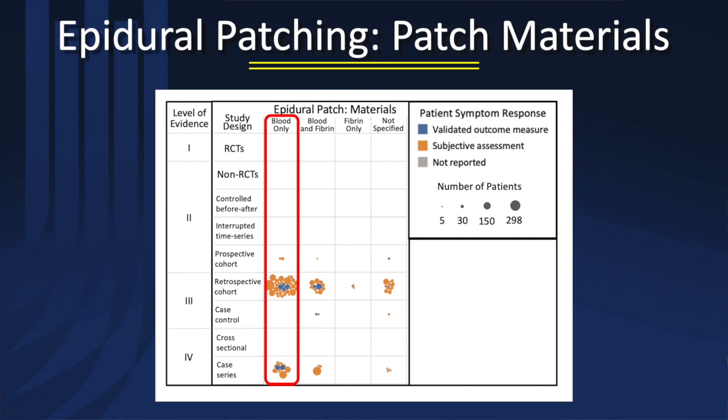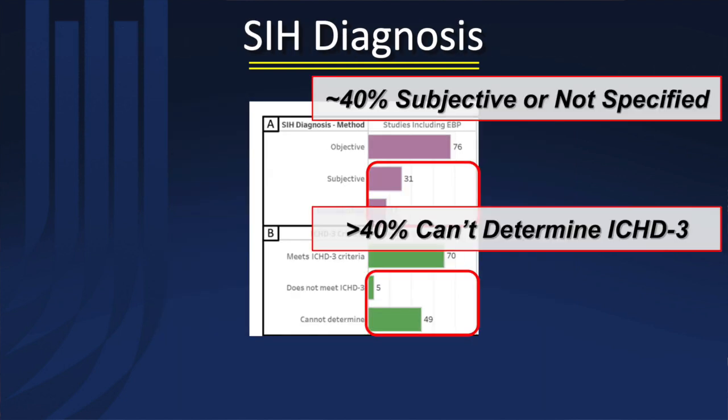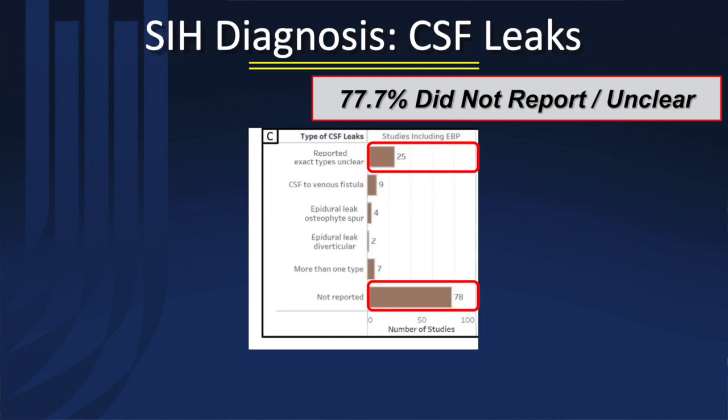Very few use fibrin alone, right? If I go back to that, it's only like 1 or 2 dots where it's only fibrin glue. And there's often some mix where it's a little unclear whether it was blood or fibrin in particular patches. And the other thing is for the SIH diagnosis method, we found that about 40% of them were non-specified or subjective, right? So we weren't entirely sure that the patients actually had SIH, and you couldn't determine whether it met criteria for SIH in greater than 40% of the papers.